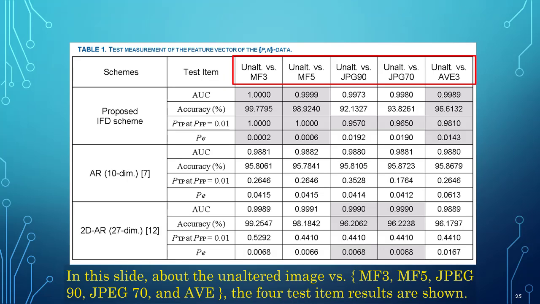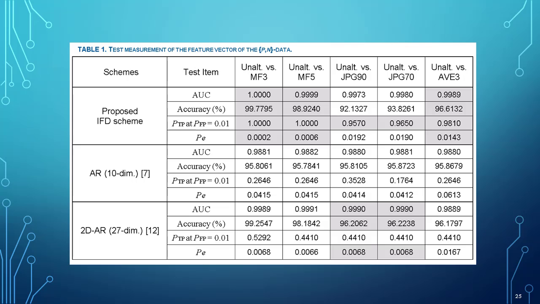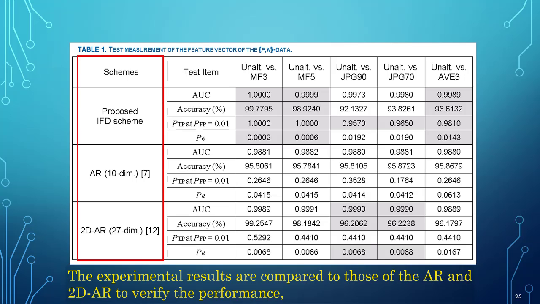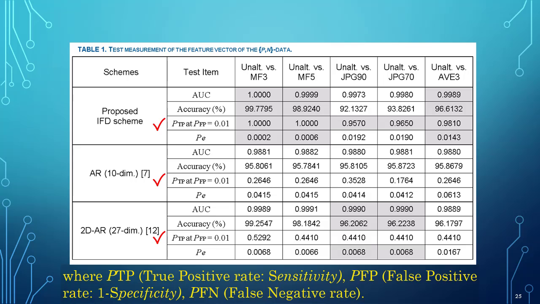In this slide, for the unaltered image versus median filtering 3x3, median filtering 5x5, JPEG compression by a quality factor 90, JPEG compression by a quality factor 70, and average filtering 3x3, the 4 test item results are shown. The experimental results are compared to those of the AR and 2D AR to verify the performance, where PTP is the true positive rate, sensitivity, PFP is the false positive rate, 1 - specificity, and PFN is the false negative rate.